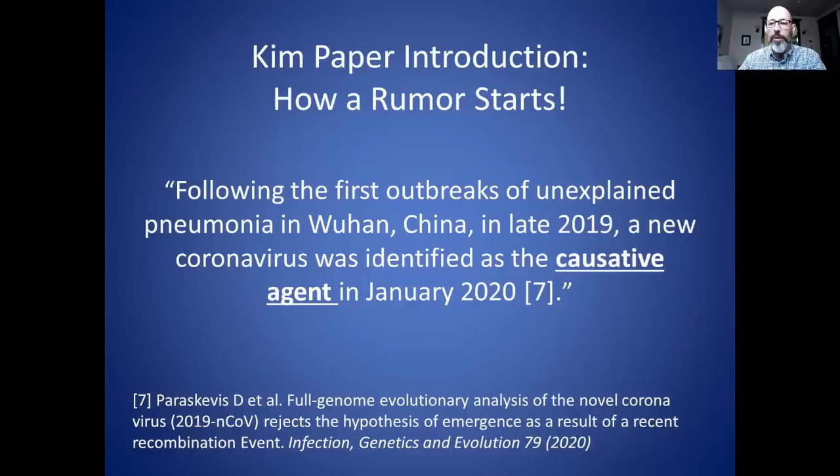And this doesn't come from the conclusion, it comes from the introduction section. In their introductory section, they said basically that a new coronavirus was identified as the causative agent of this unexplained pneumonia in January 2020. Now, this is a very bold statement. And as you saw, the conclusions of the other two papers, which came before this, didn't make any such statements based on their research. So this is reference number 7, where this declarative statement about it being a causative agent comes from. And that reference is listed at the bottom of this slide.